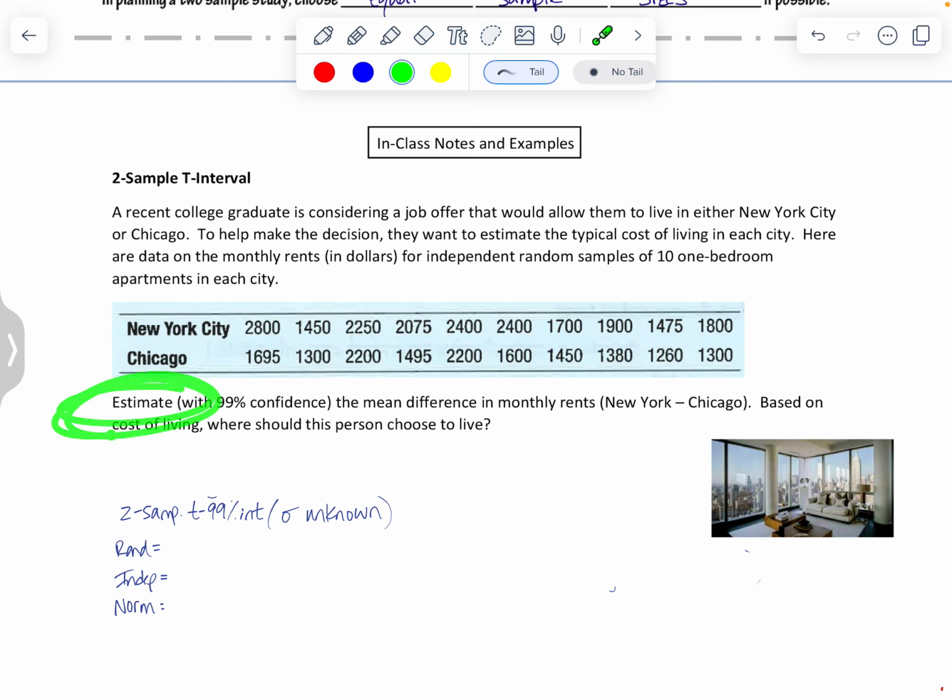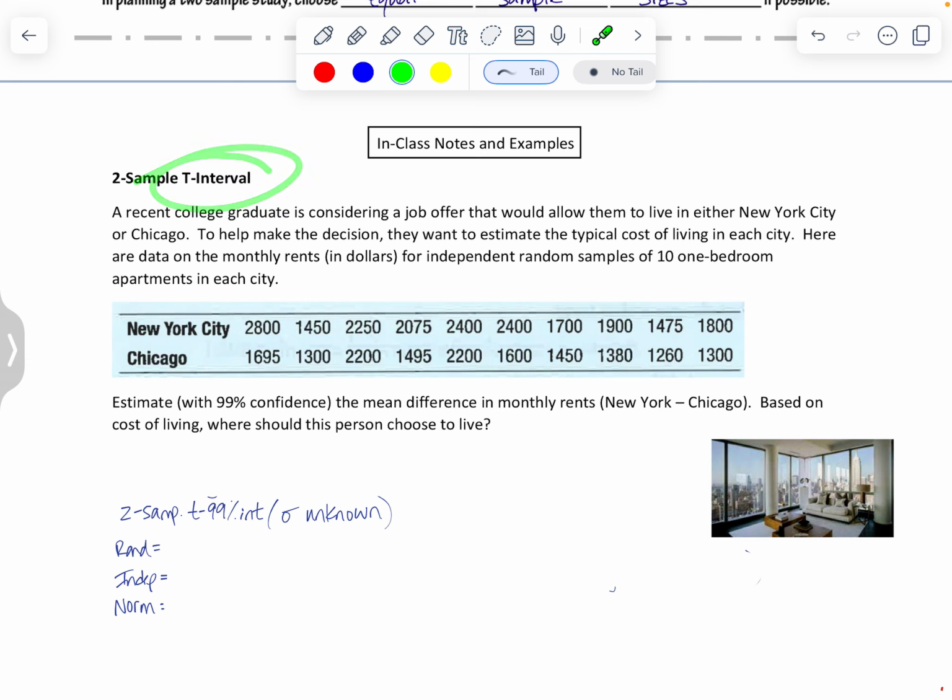We have a keyword right here: estimate the difference between New York and Chicago. That means do an interval. Notice how it doesn't say, do we have significant evidence of a difference? That's when you write an H0 or an Ha, okay? And also they're telling me 99% confidence, okay? So that's a big clue that we're doing an interval here.